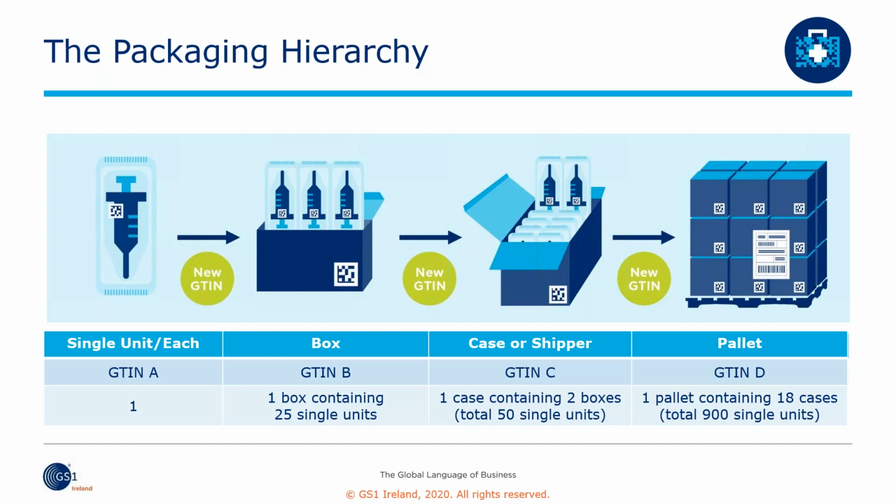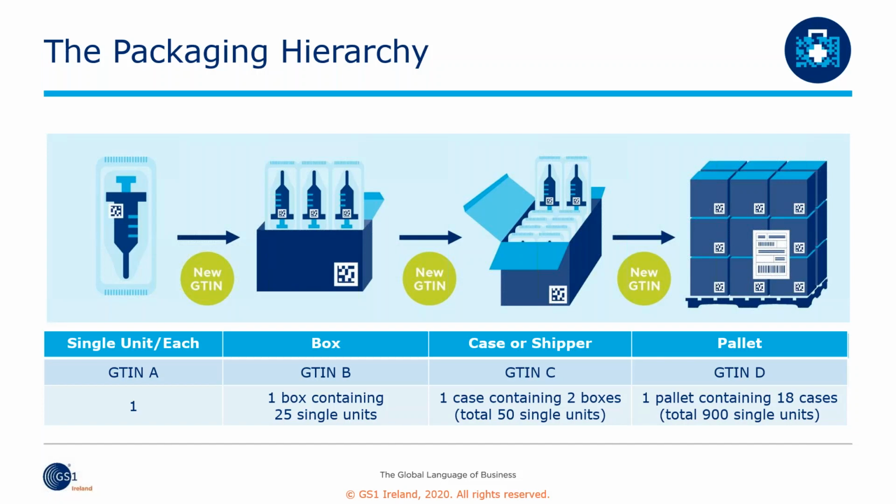Then moving further to the right, we have a case, and this contains 2 of these boxes to give a total of 50 single units, or eaches as they may also be known. And this may be what the supplier keeps in their warehouse for distribution, and they may also receive this from a distributor who is delivered a pallet from a manufacturer.